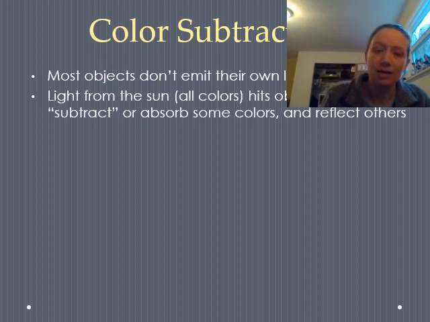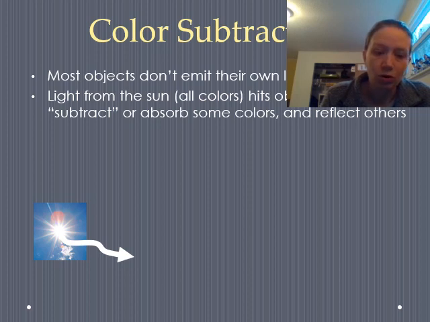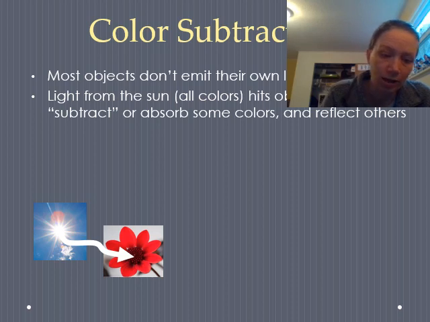And when that light hits an object, the object has something in it known as a pigment, which actually absorbs some of the light. Okay, so this is white light coming from the sun. It hits that red flower, and you'll notice that the other colors of light disappear. They go into the flower.